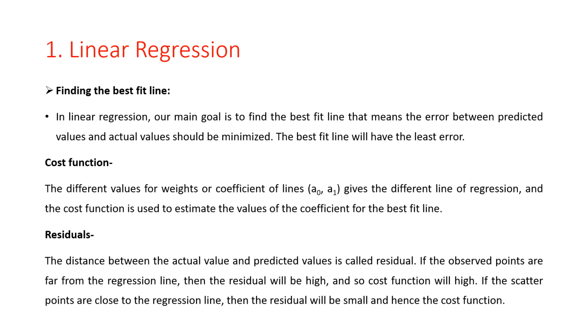The different values of weights or the coefficients of the line, that is A0 and A1, give different lines of regression, and the cost function is used to estimate the values of the coefficients for the best fit line. So the cost function optimizes the regression coefficients or weights, and it measures how the linear regression model is performing. Based on the cost function we can find out how the regression model is performing.